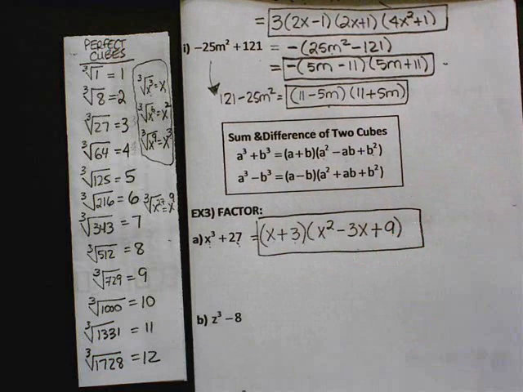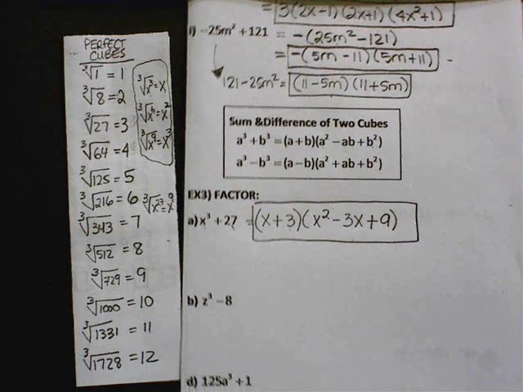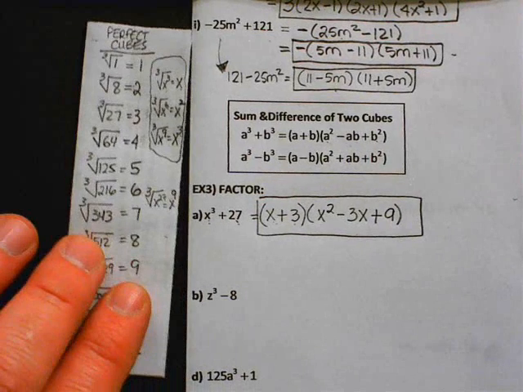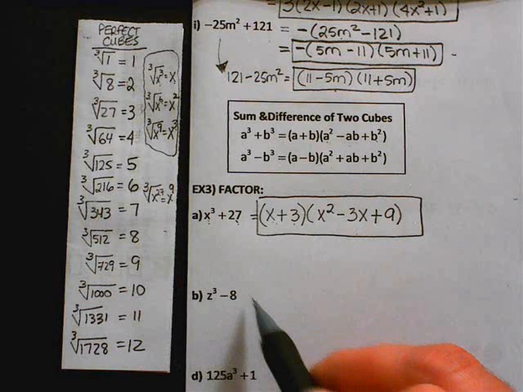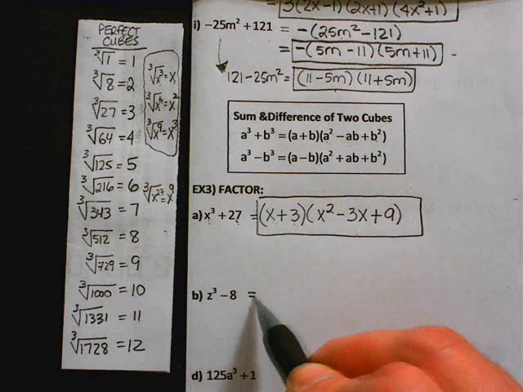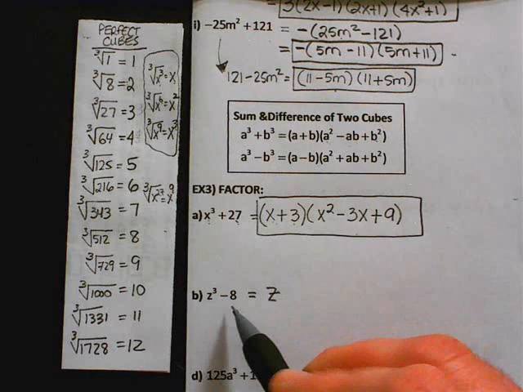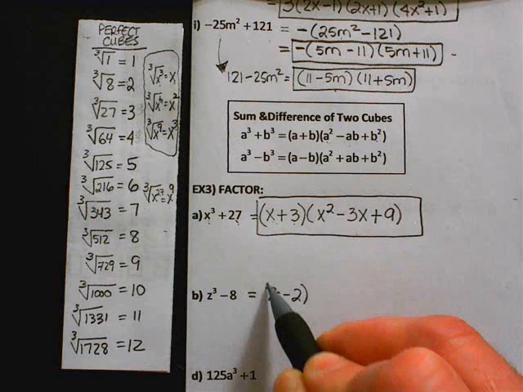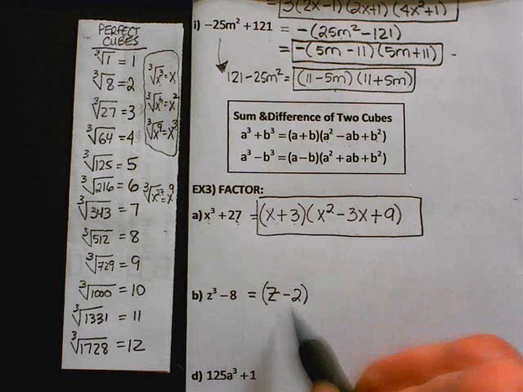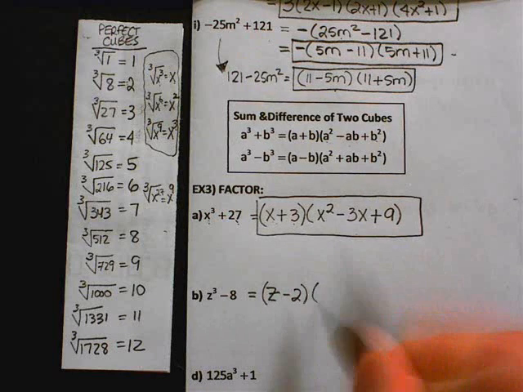Let's go on to the next one. Next one, I have z cubed minus 8. So the cube root of z cubed is z, and the cube root of negative 8 is negative 2. Once I have these two, then I just follow the rule.